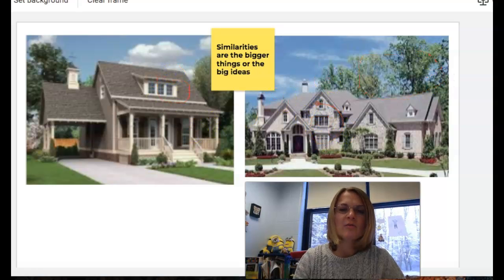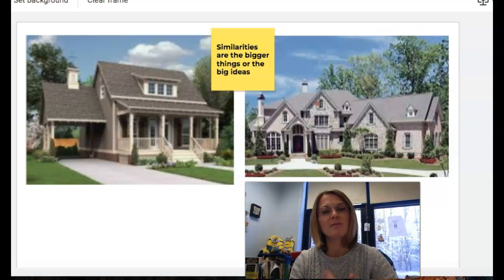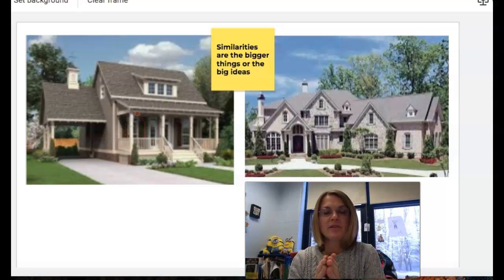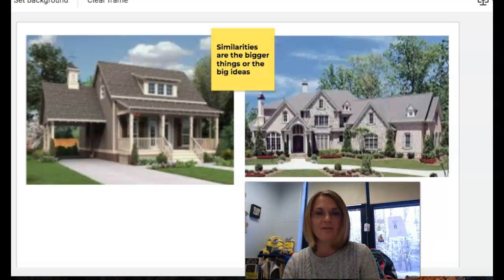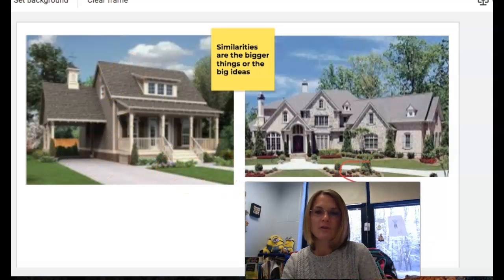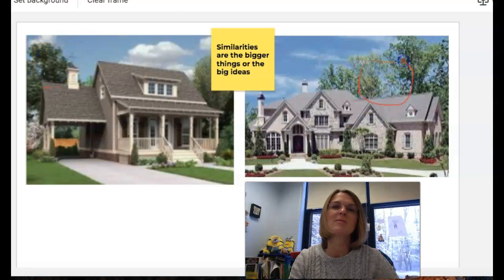So the similarities are the things they share. They don't have to be exactly the same. They just need to be the same type of thing. So when I'm looking here and I'm looking here, this is a set of three windows and this is a set of three windows. But if I look down here, these windows are not the same as these windows. So the fact that they both have windows is a similarity. The type of windows they have is a difference. They both have a yard, but how that yard looks is a difference. They both have trees, but how many trees they have might be a difference.